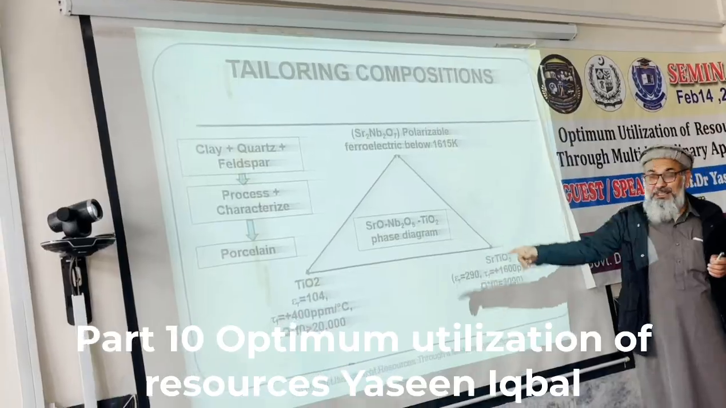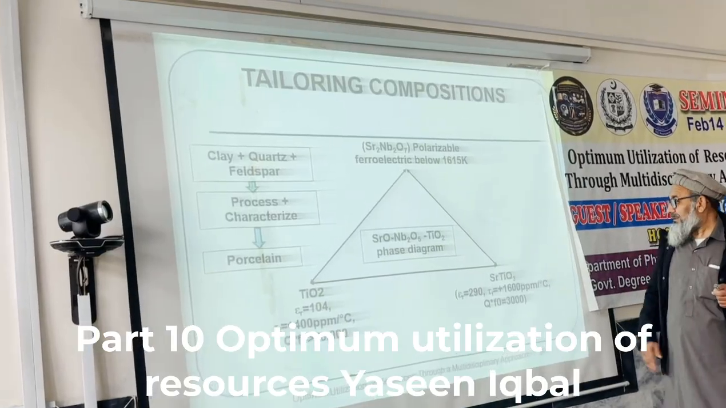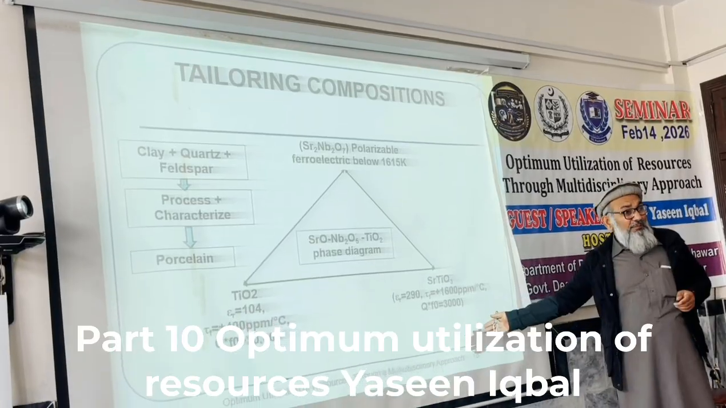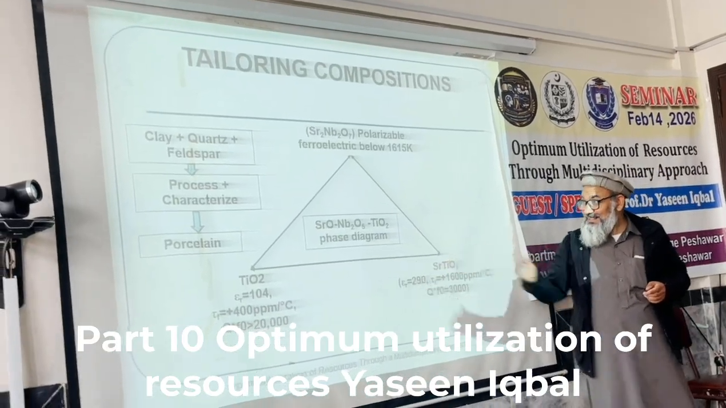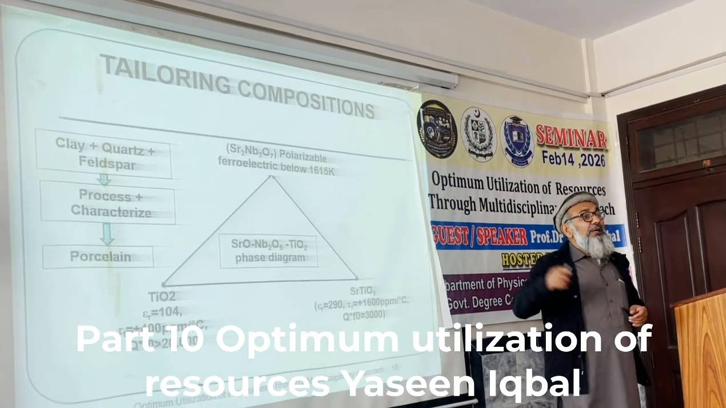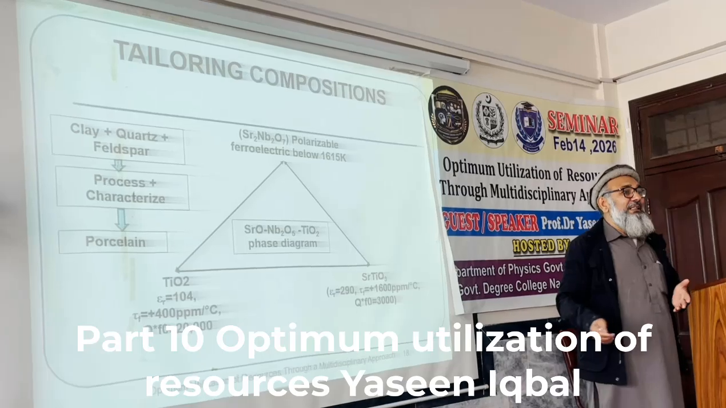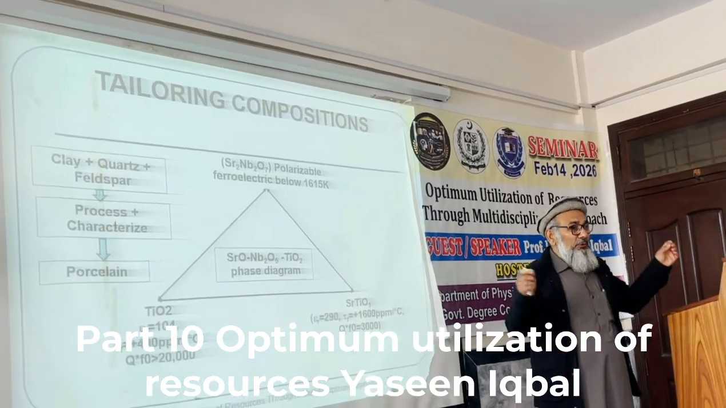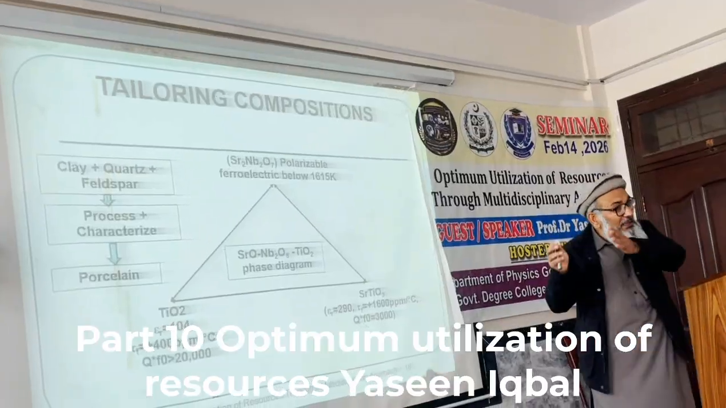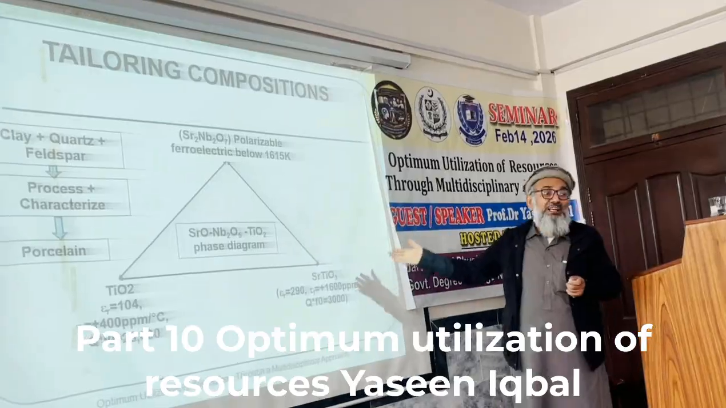You have titanium oxide, you have strontium niobate, and you have strontium titanate. One has one set of properties, the other has another set of properties, and the third has other sets of properties. This is engineering of material.